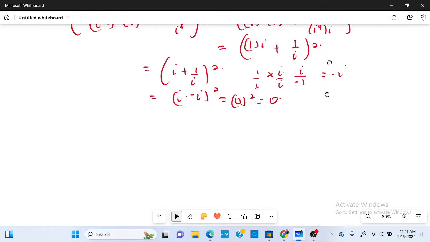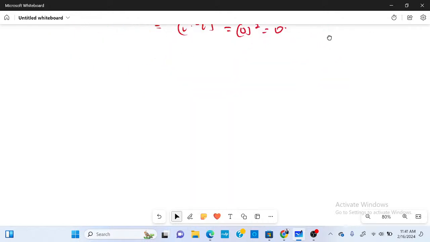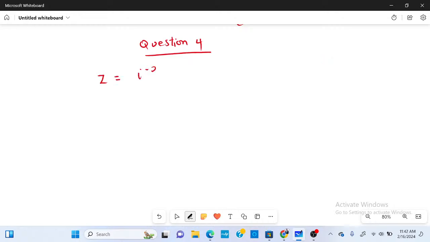Now let's go to our fourth question here. So for question 4, let's see this expression here. z is equal to i to the power negative 2i. So we have to simplify the expression z equals i to the power negative 2i. How do we simplify this expression?